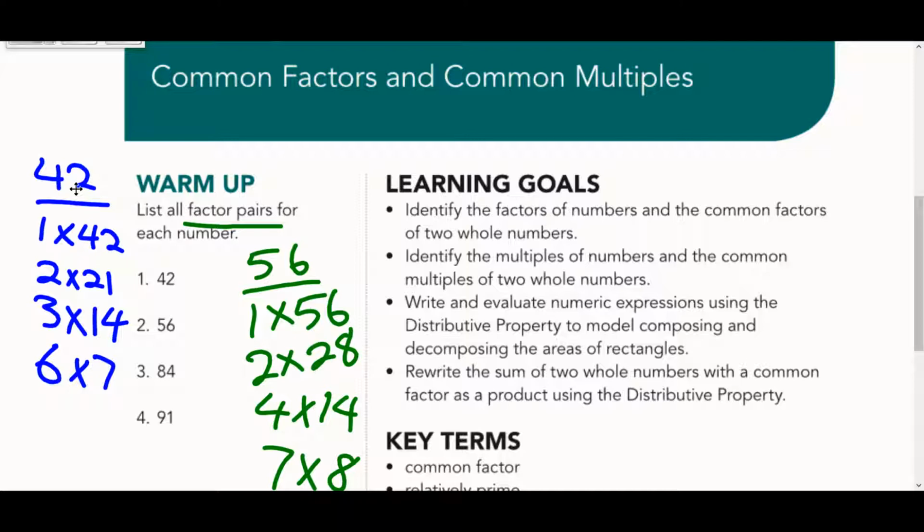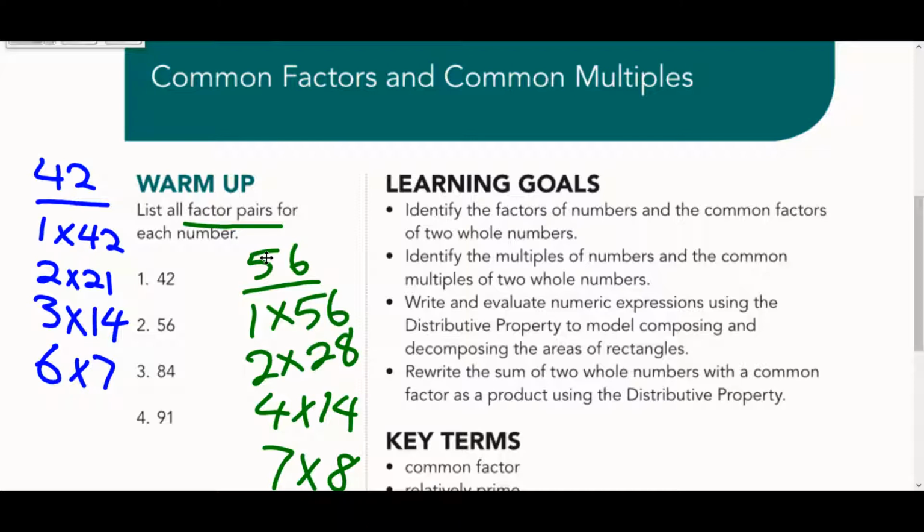So I like writing the number like this and then underlining it. And then I think of all the numbers I can multiply together to give me 42. So I usually just start with 1. 1 times that number, in this case 42, will give me 42. And then we go from there. 2 times 21, 3 times 14, 6 times 7. Now I could continue on, but then it would start repeating. I'd have 7 times 6. So those are all the pairs of factors.